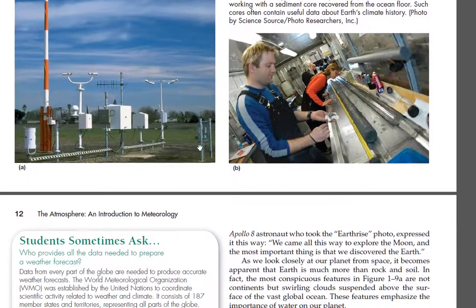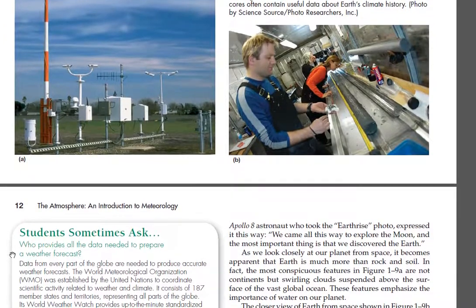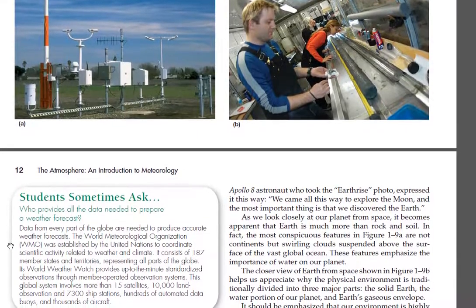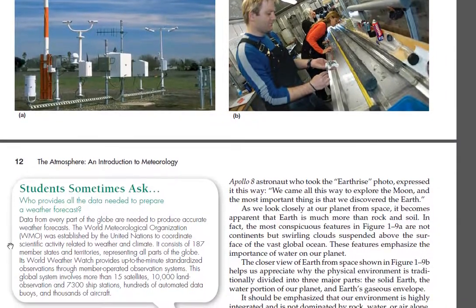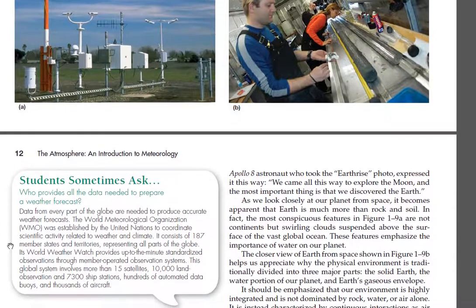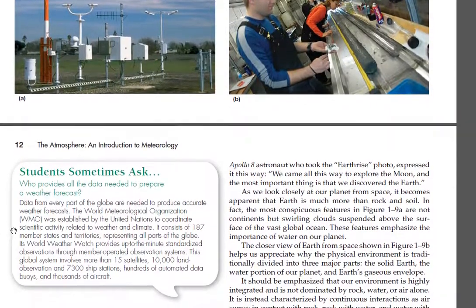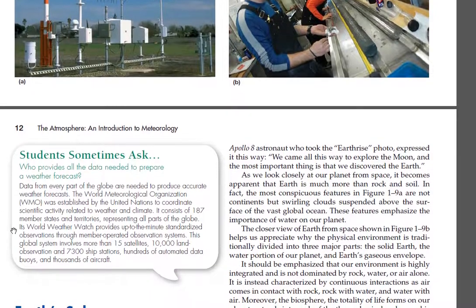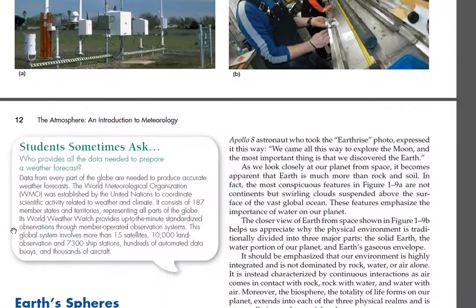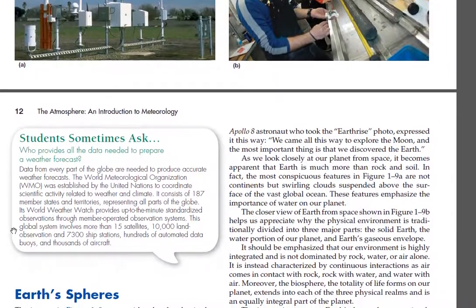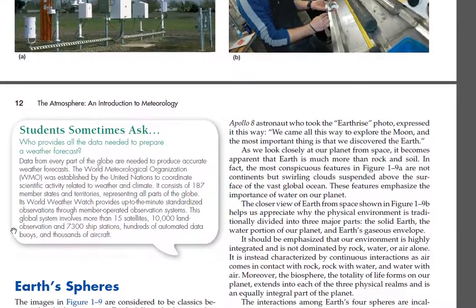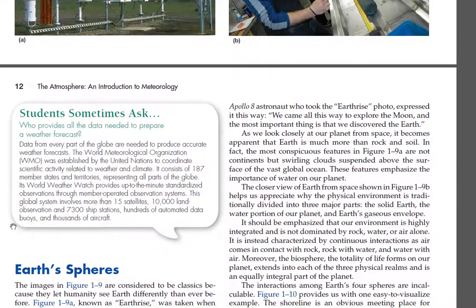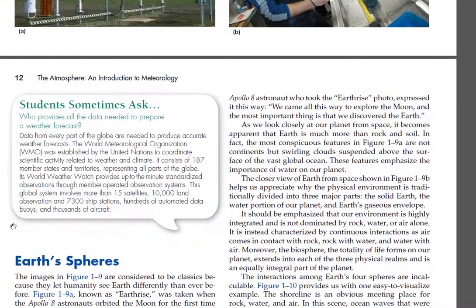Students sometimes ask, who provides all the data needed to prepare a weather forecast? Data from every part of the globe are needed to produce accurate weather forecasts. The World Meteorological Organization, WMO, was established by the United Nations to coordinate scientific activity related to weather and climate. It consists of 187 member states and territories, representing all parts of the globe. Its World Weather Watch provides up-to-the-minute standardized observations through member-operated observation systems. This global system involves more than 15 satellites, 10,000 land observation and 7,300 ship stations, hundreds of automated data buoys, and thousands of aircraft.